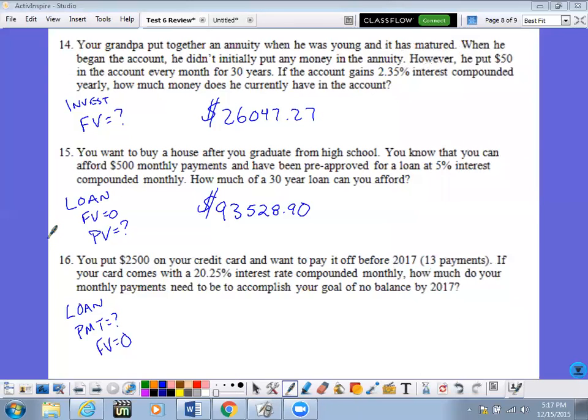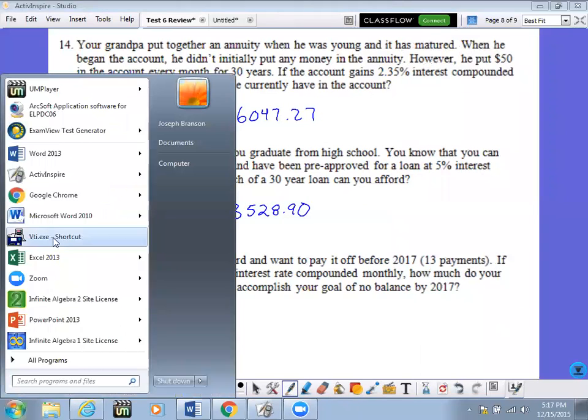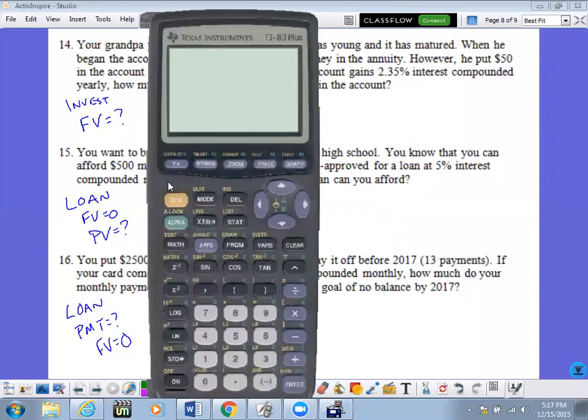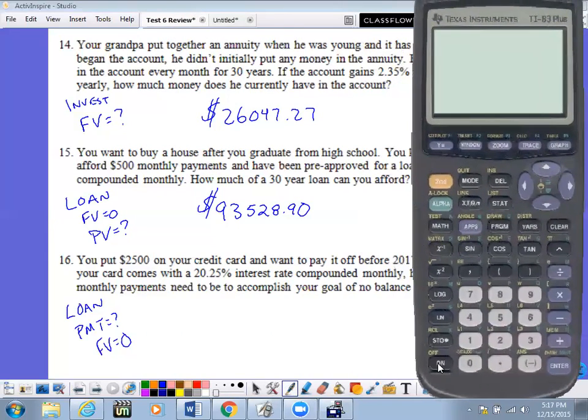Let's go back to that, my fault. Apparently it got mad at me. So we're going to go back. Excuse me, sorry for the delay. We're going to go to our apps, finance, TVM solver. All right, so we're starting fresh.